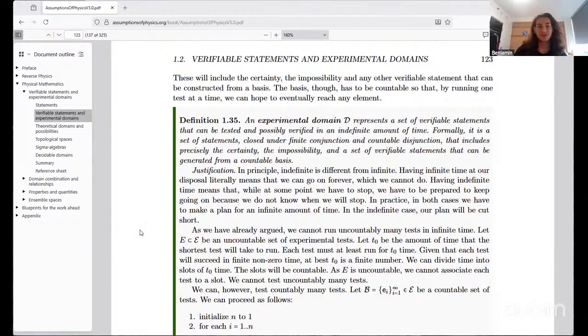Right. Definition 1.35. An experimental domain D represents a set of verifiable statements that can be tested and possibly verified in an indefinite amount of time. Formally, it is a set of statements closed under finite conjunction and countable disjunction that includes precisely the certainty, the impossibility, and a set of verifiable statements that can be generated from a countable basis.